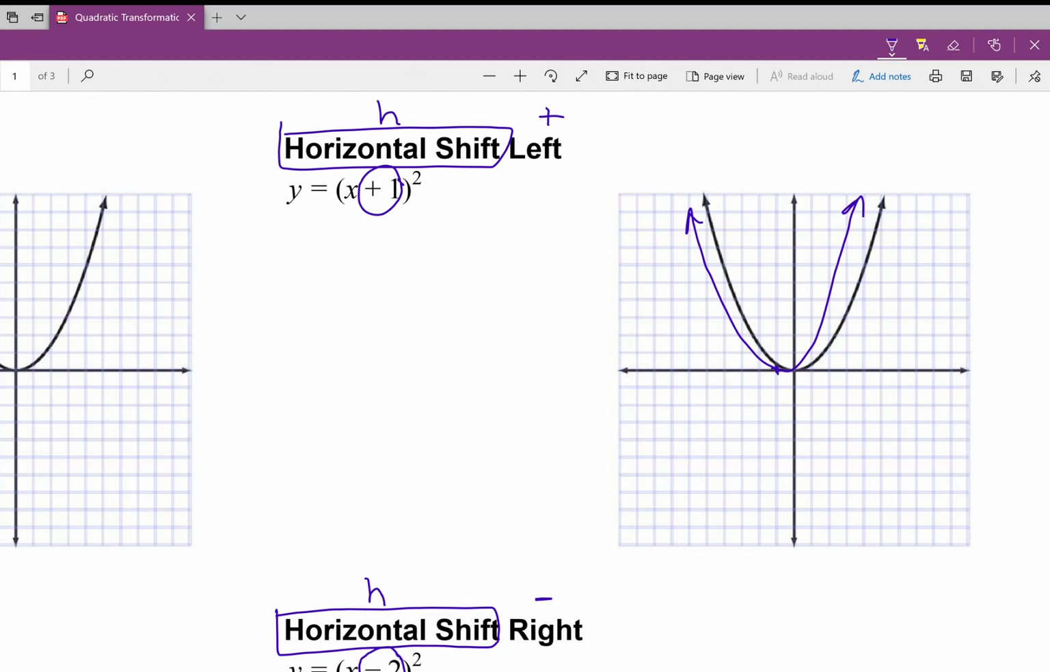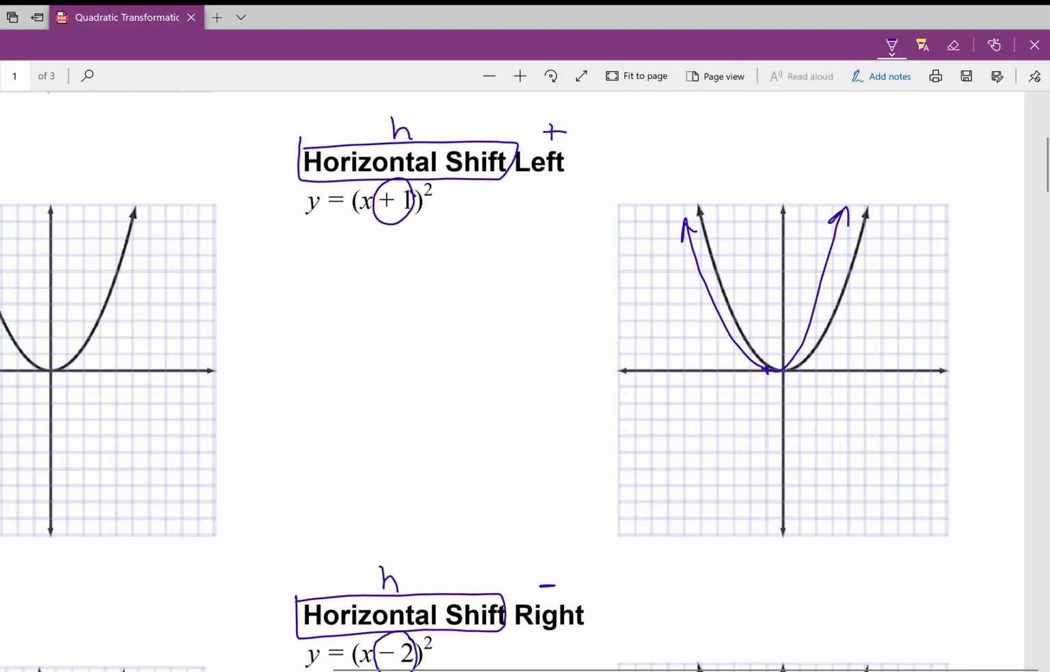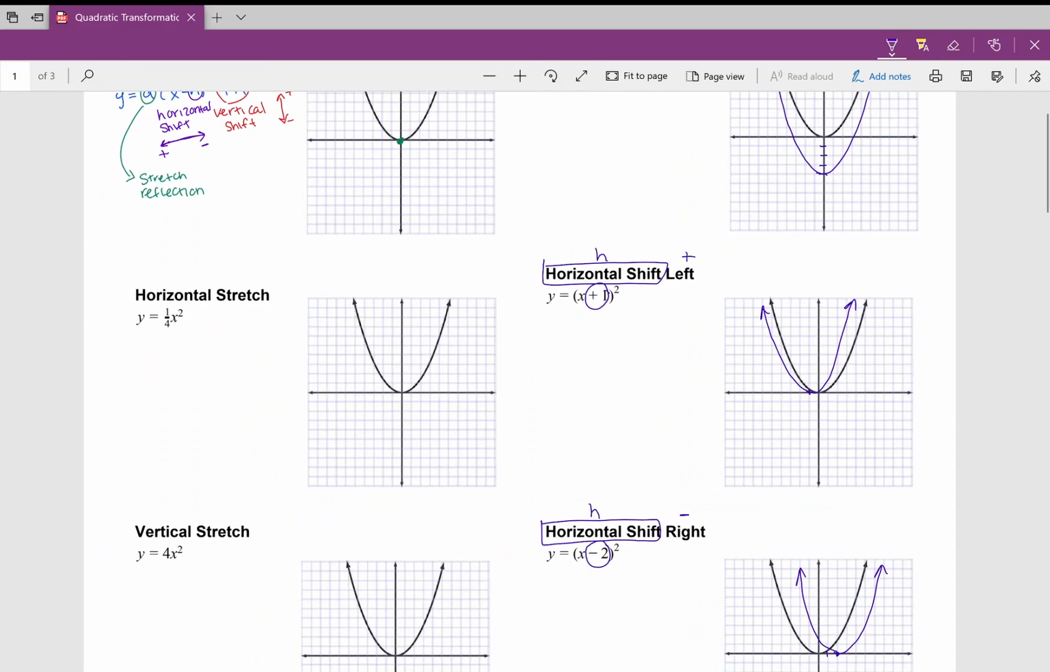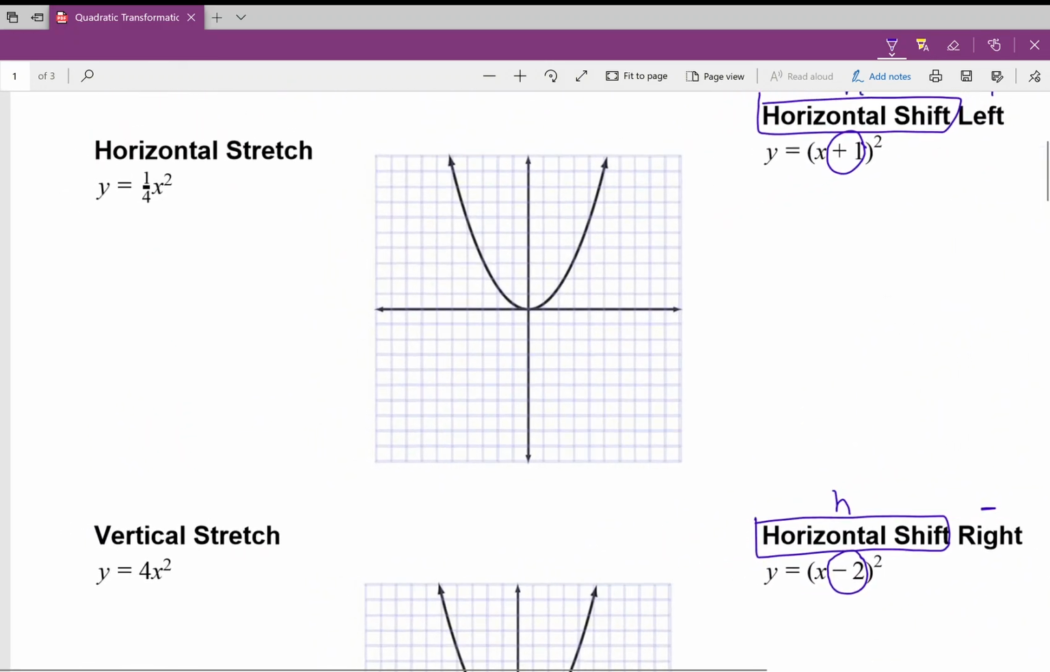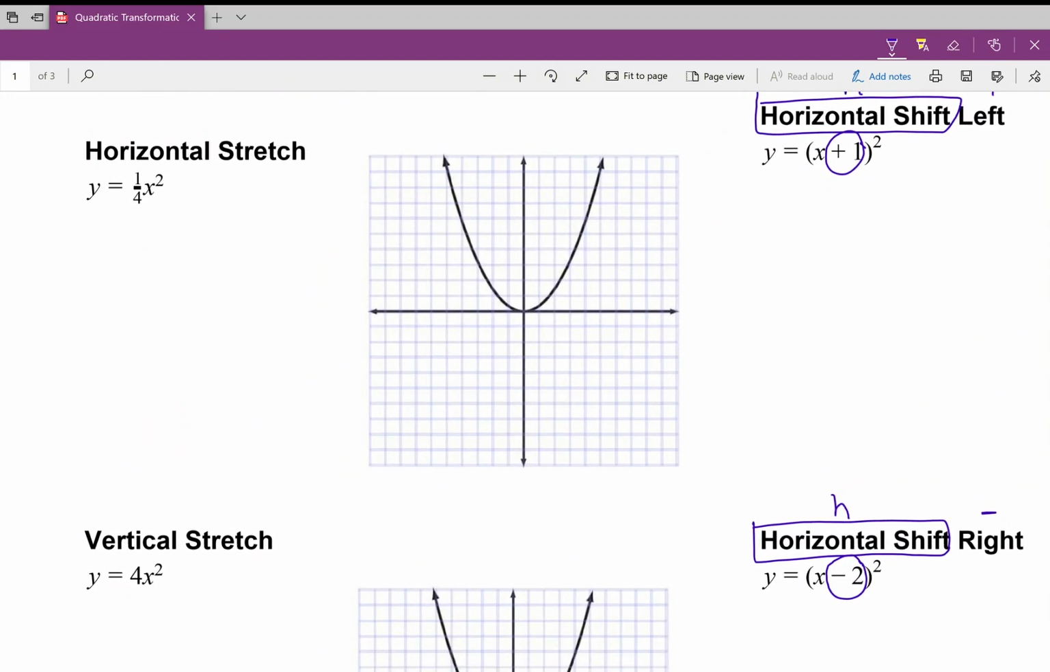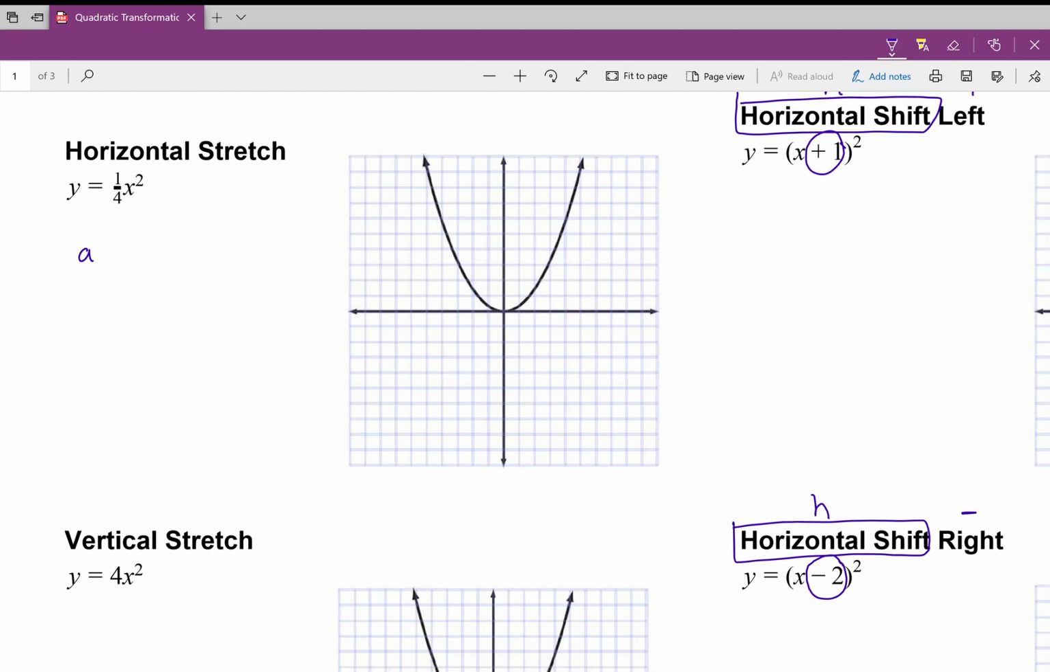Okay. Now let's focus on our A value. So there were two types of stretches. So let's look at the horizontal stretch first. So with a horizontal stretch, our A value is a fraction between 0 and 1. A fraction between 0 and 1.